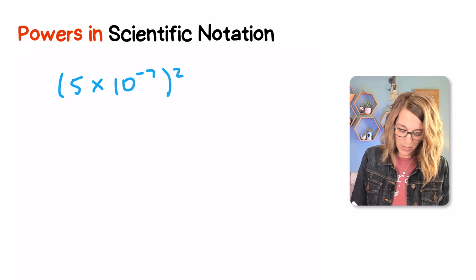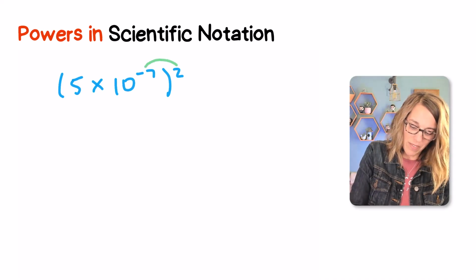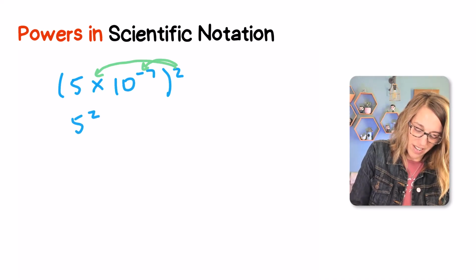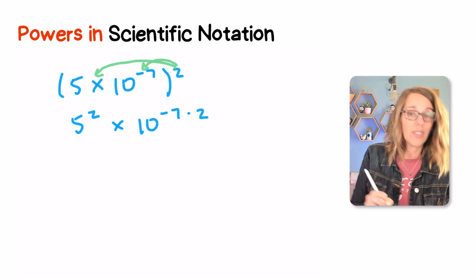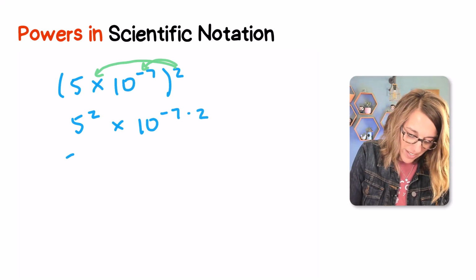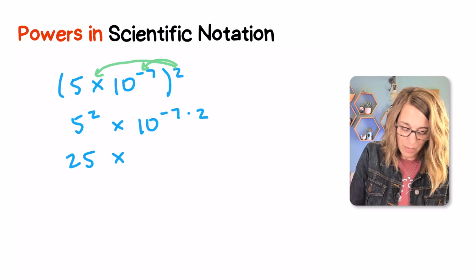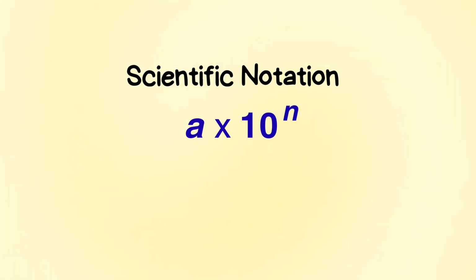So I can take that power 2 and I can apply it to both of my factors on the inside. So this becomes 5 squared times 10 to the negative 7 times 2. So simplifying what we've got, I've got a 25 times 10 to the negative 7 times 2 is negative 14. Now I've got an answer, but I'm not actually in scientific notation.